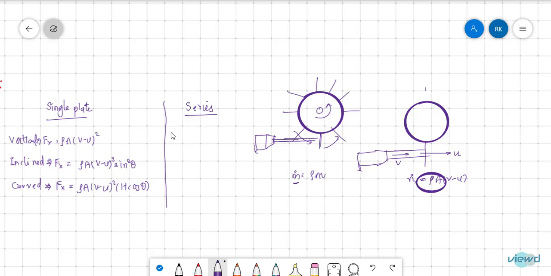So what will it be for the vertical case? Fx is equal to the mass flow rate, only rho a v, into (v minus u). In the case of the inclined plate, Fx is equal to rho a v into (v minus u) sine square theta. In the case of the curved plate, Fx is equal to rho a v into (v minus u) into (1 plus cos theta). So this is how we need to analyze this.